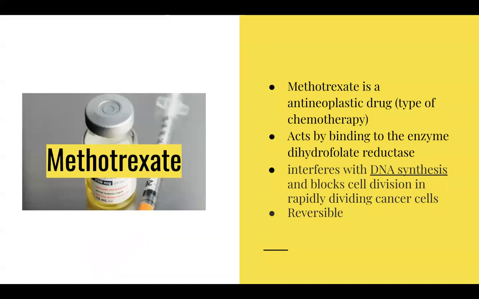A real-life application of a competitive inhibitor is methotrexate, which is an antineoplastic drug used for chemotherapy. An antineoplastic drug acts in preventing, inhibiting, and halting the development of a neoplasm or a tumor. And so methotrexate binds to dihydrofolate reductase, which is an enzyme responsible for the synthesis of certain amino acids. Once methotrexate binds to dihydrofolate reductase, it interferes with DNA synthesis and blocks cell division in rapidly dividing cancer cells. And because this is competitive inhibition, it is reversible.